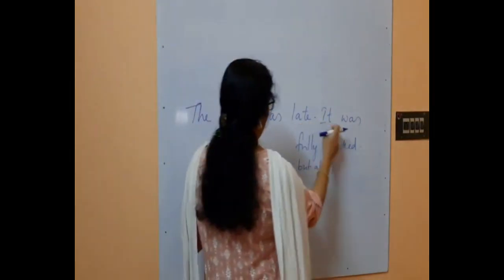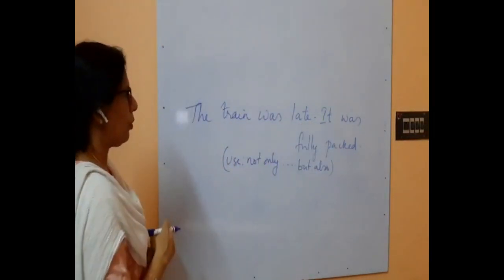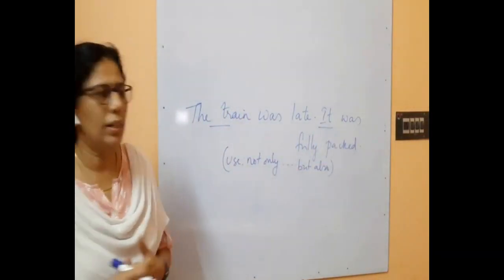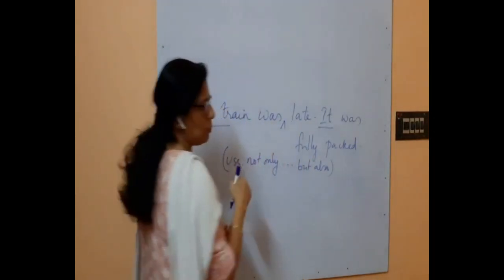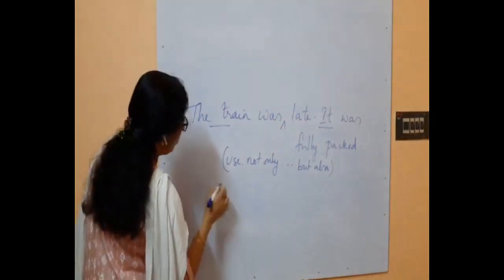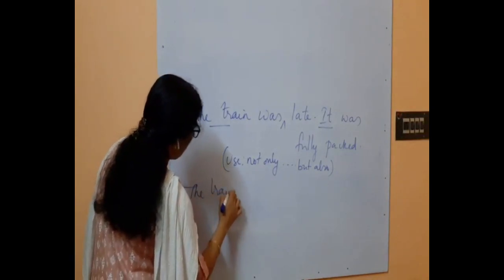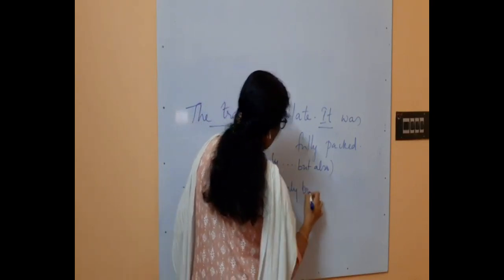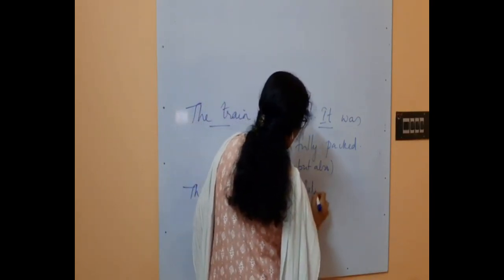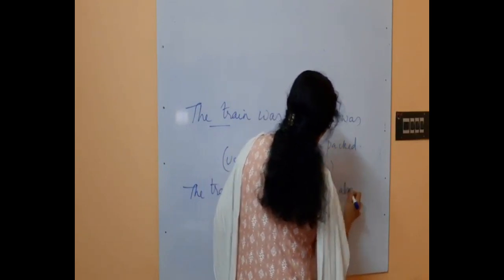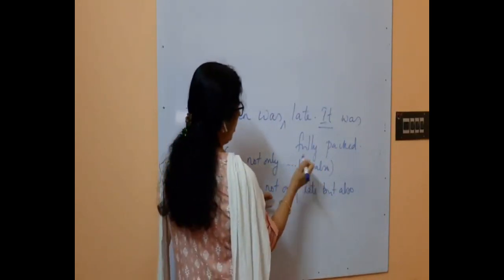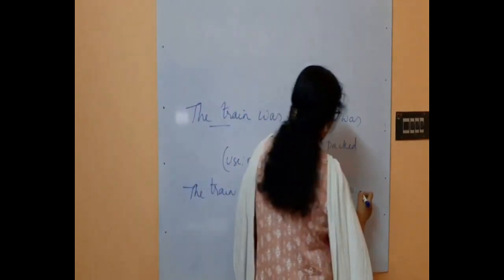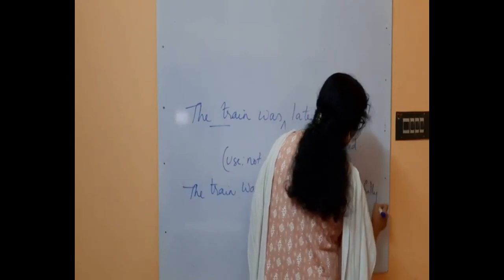So the train was late. It was fully packed. So normally we know that both the subjects are same. If both the subjects are same, what is the rule involved in it? After the verb we have to place it. So how will you use it? The train was not only late, but also, and don't use it in the same place. Not only is there, that means you have to insert it in another place, but also the second one. Okay, the train was not only late but also fully packed.